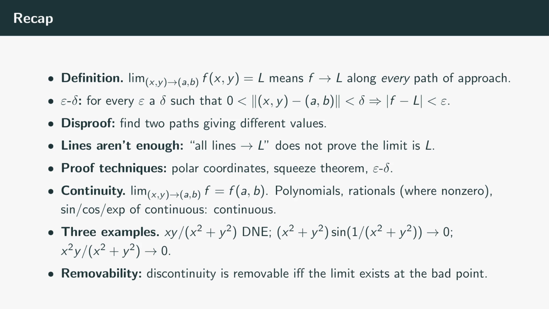Continuity is then a one-liner, the limit as the point (x, y) approaches (a, b) of f equals f of (a, b). Polynomials, rationals where the denominator doesn't vanish, sine, cosine, exponential of continuous expressions and their compositions, all continuous. A discontinuity is removable exactly when a limit exists at the bad point. Next episode, the derivative returns, but only along one axis at a time.